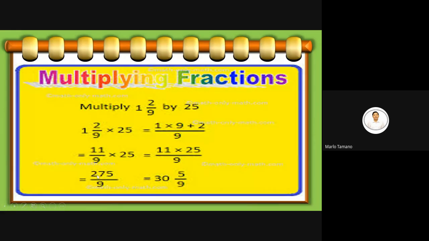This is 9. It's not divisible by 3, it's not divisible by 9. Yung 275. So, hindi pwede. Hindi natin pwedeng i-lowest term. Kundi, imi-mix lang natin. So, how many 9 do we have in that 275? It's 30 po. Okay? So, 9 times 30 is 270. The remainder is 5. So, 30 and 5/9 is the final answer.